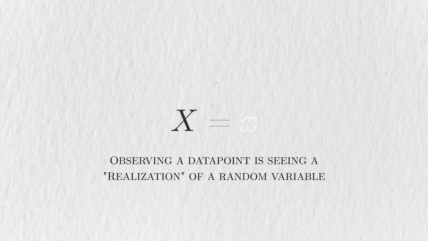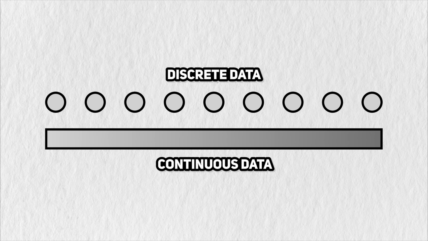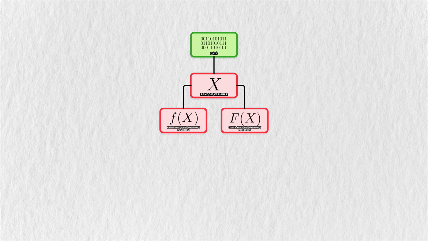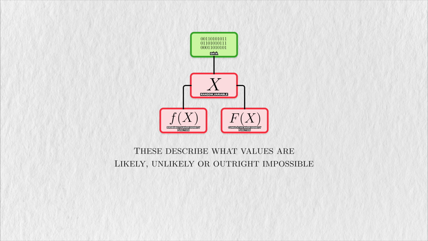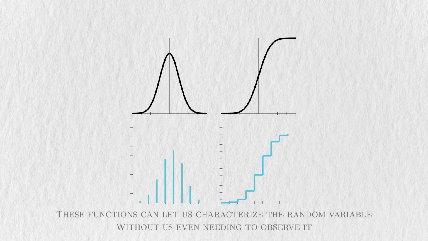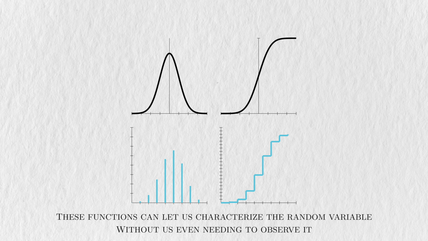The main object that we use for random events is the random variable. When we actually make the observation, we'll get a single realization of this random variable. Depending on what our data looks like, these observations may be discrete, aka categorical, or continuous. Random variables have several other objects that can help us characterize them in different ways. First, random variables have functions called probability distributions that describe what data values are likely, unlikely, or outright impossible. Depending on whether your data is discrete or continuous, these functions may look different, but their role remains the same. These probability distribution functions are useful because they let us characterize the random variable without needing to actually observe it.